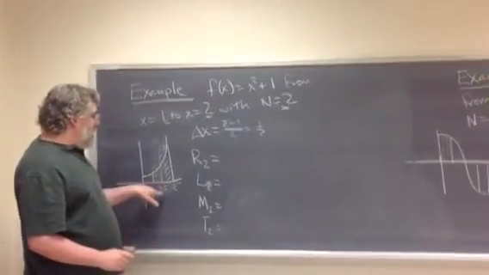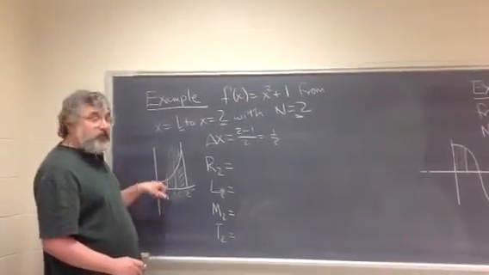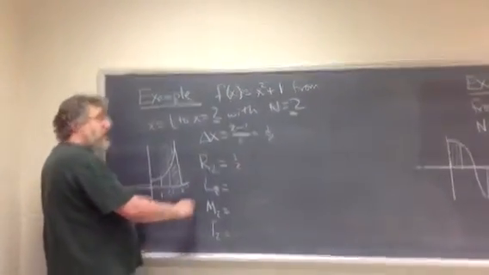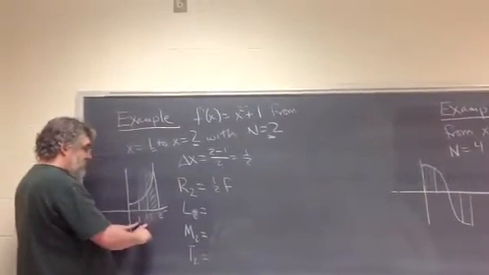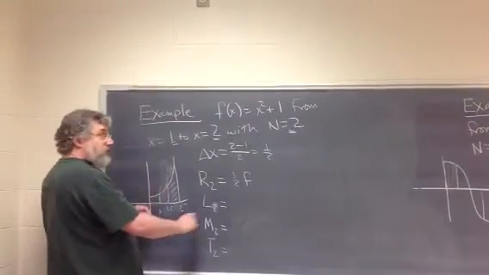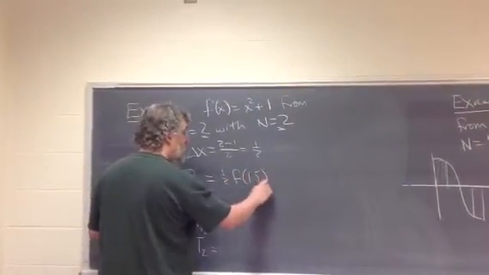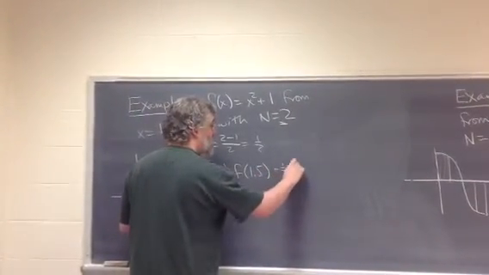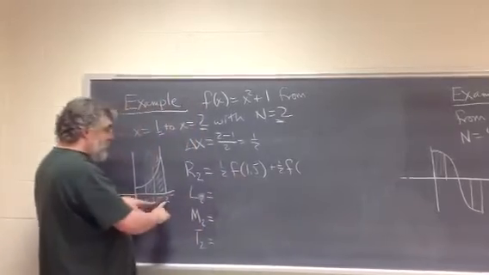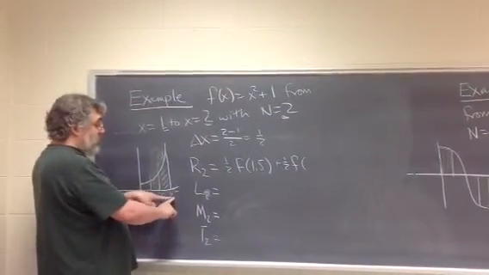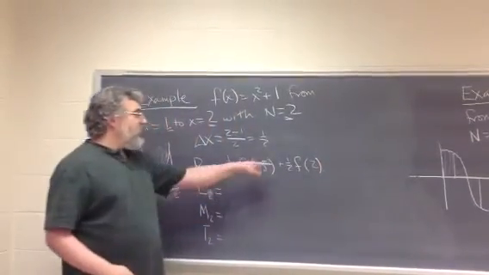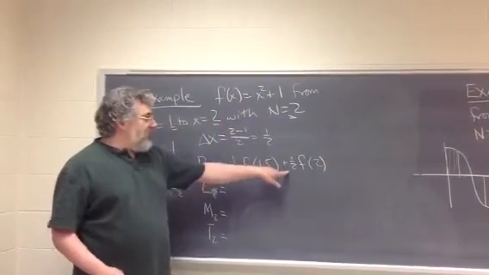How do you find that? Width times height. So it's going to be 1/2, that's the width. Why is that the width? Because that's the delta x. Times the height, that's f of the endpoint. Width times height. The height is the right endpoint of this interval, so that's 2. F of 2.